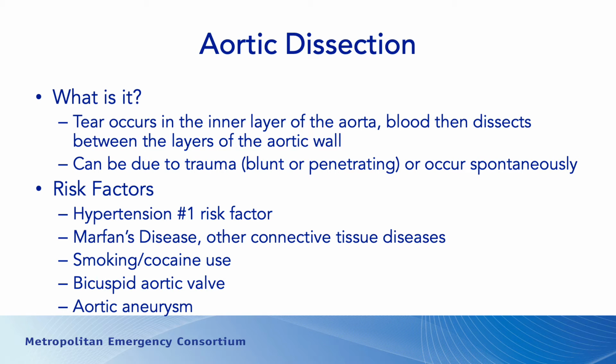So outside of trauma, what other risk factors are there for aortic dissection? Hypertension is the big one. Marfan's disease and other connective tissue diseases are risk factors. Tobacco use is a risk factor, as is cocaine. Having a bicuspid aortic valve, meaning an aortic valve with two valvelets to it, not the typical three. Bicuspid valve is a risk factor for aortic dissection.